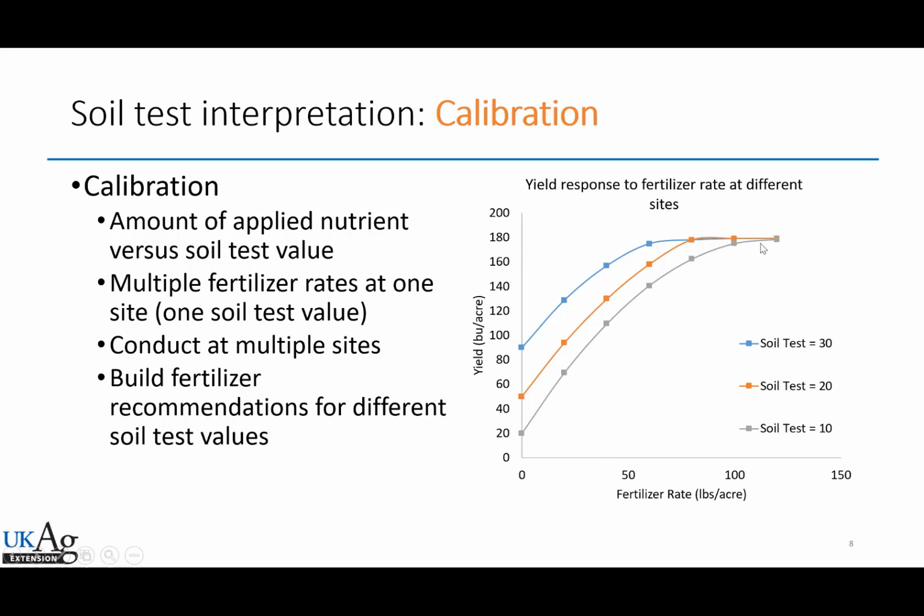And we look at how much phosphorus it took to maximize yield at that site. And so we do this across many sites, and we figure out at a given soil test how much fertilizer is required to maximize yield. Well, as you might imagine, as the soil test value increases, the amount of fertilizer required to maximize yield decreases. And that rate that maximizes yield is what we call the sufficiency rate. It's the amount of fertilizer that provides sufficient nutrients to maximize yield.